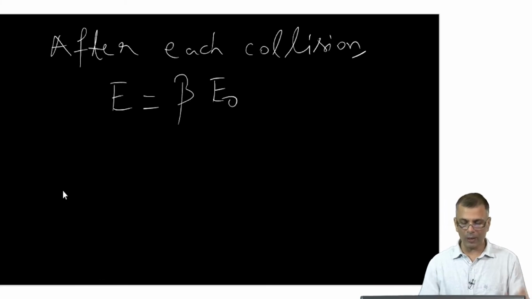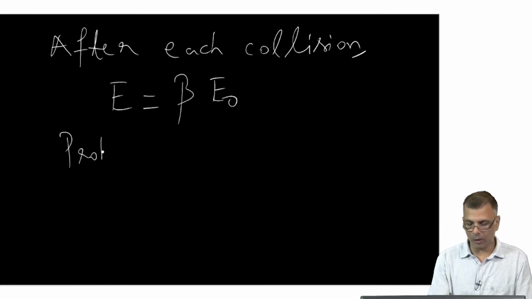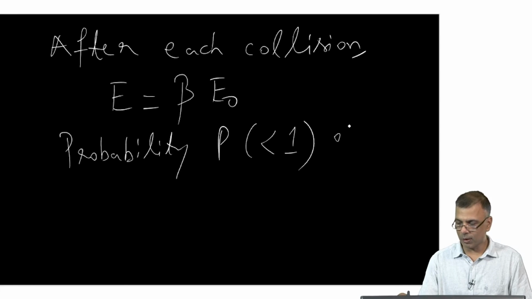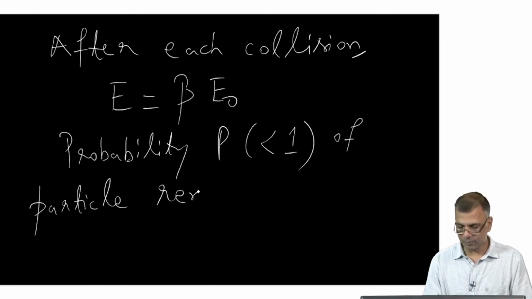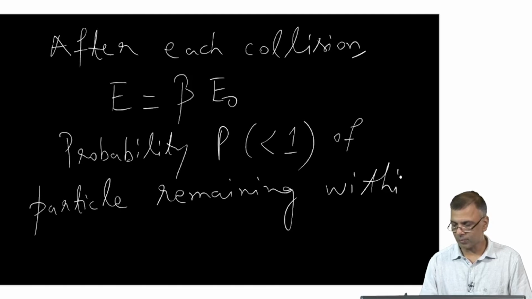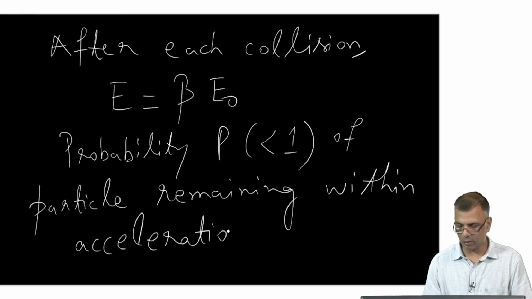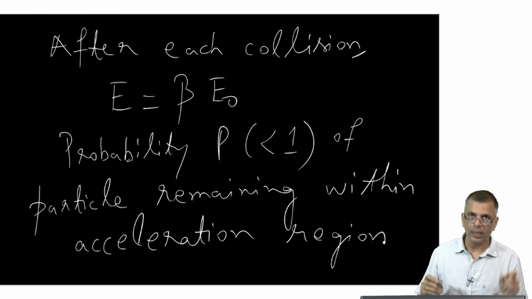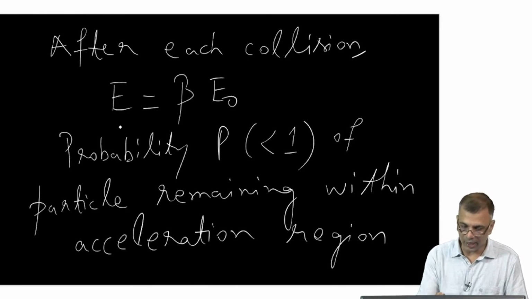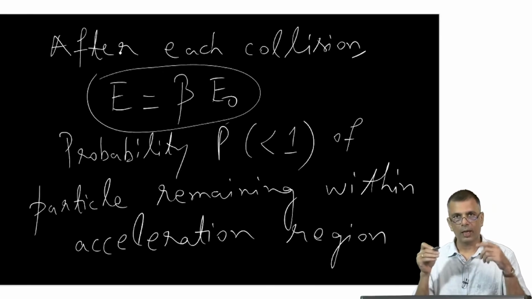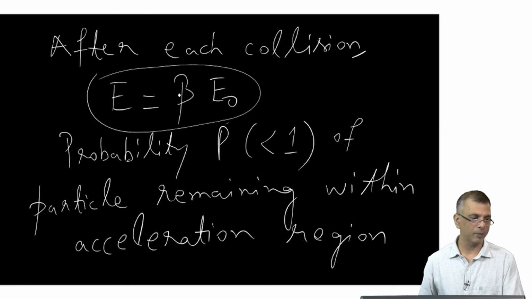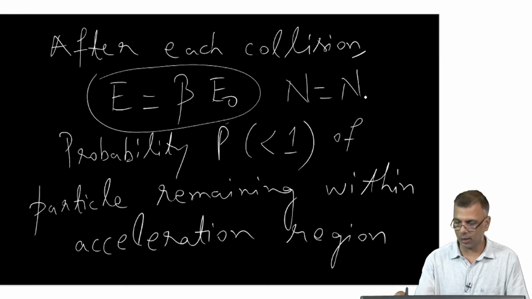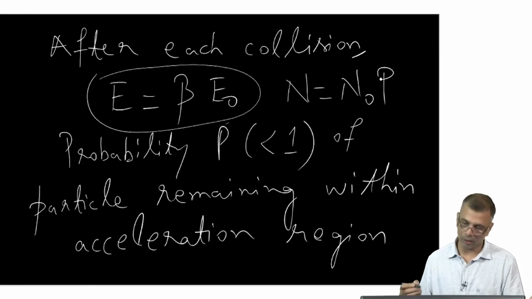So there is a probability P, which is of course less than 1, of a particle remaining within the acceleration region, or collision region, if you will. So there are two things happening here. Number one, after each collision there is an energy gain, and the amount of energy gain in each collision is beta. But at the same time, after each collision, the number of particles is equal to n naught times P.